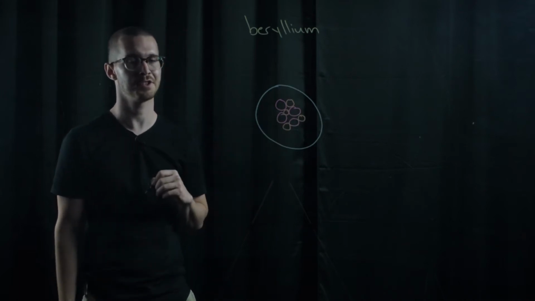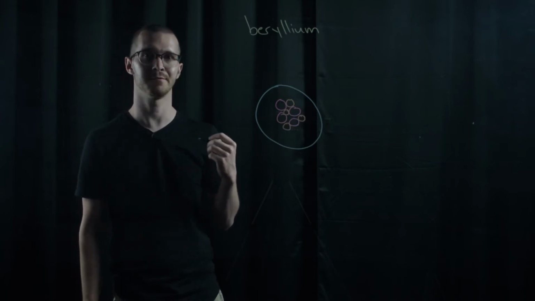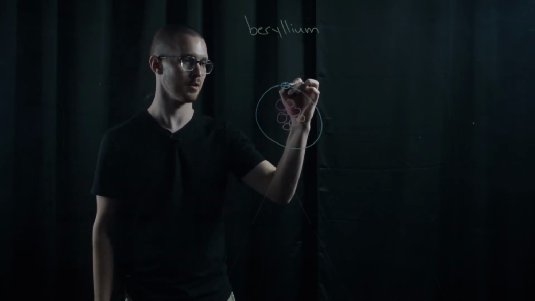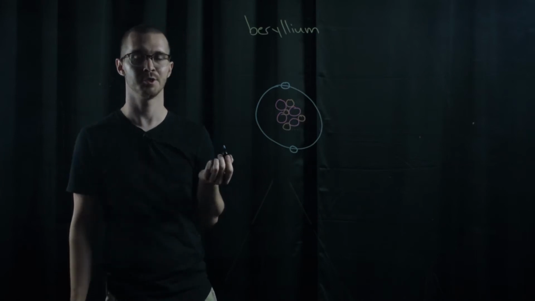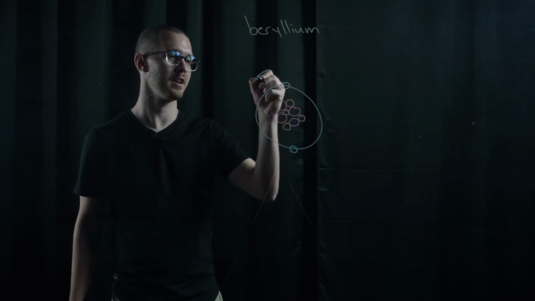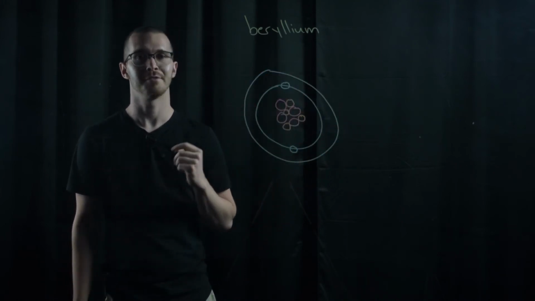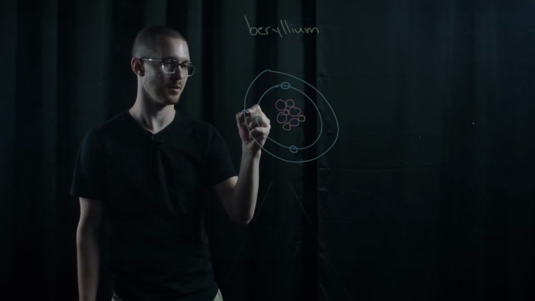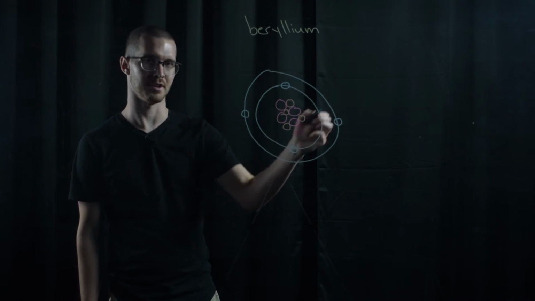Now this first energy level is able to hold 2 electrons. So beryllium has 4, so we can fill this with 2 electrons. Now that means that we have 2 electrons left over, so they have to exist at the next energy level. So we draw another circle. And we have 2 electrons to fill here, so we go 1, 2. So there's our 4 electrons.